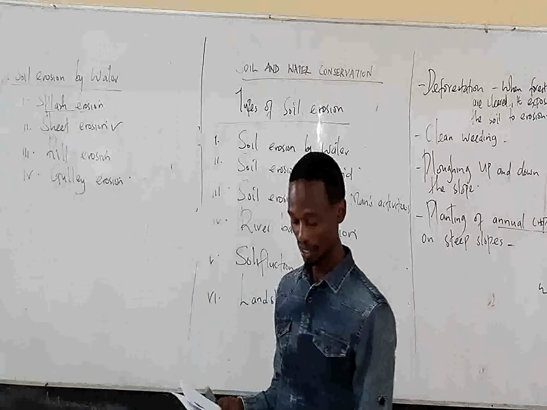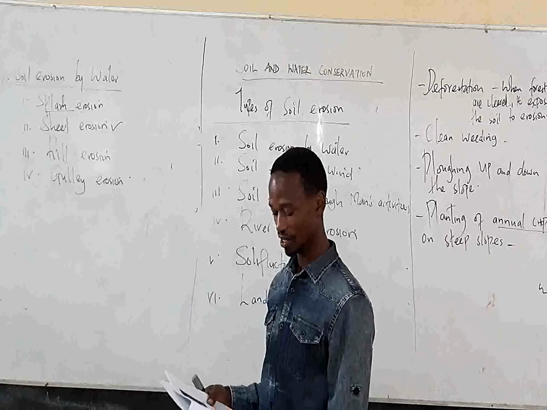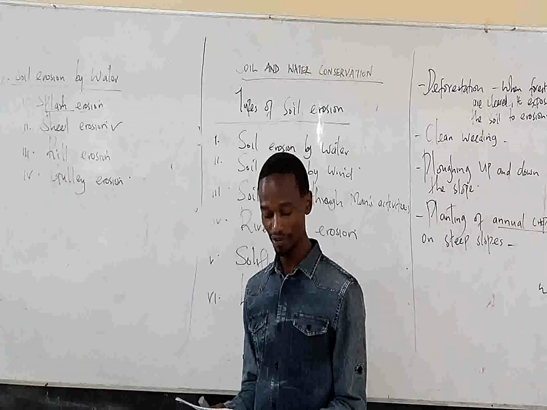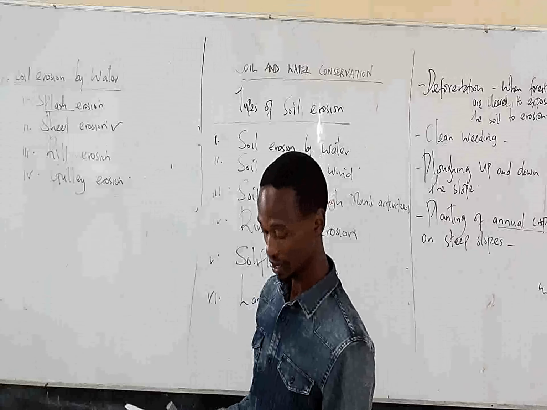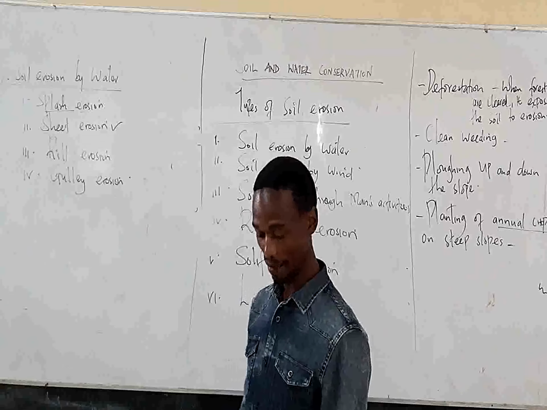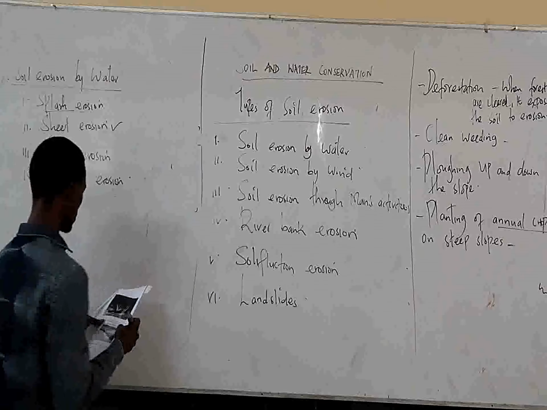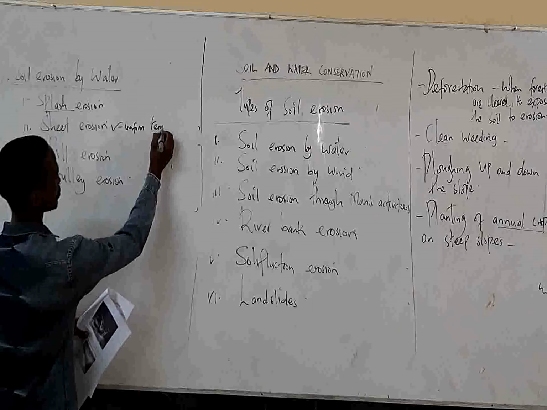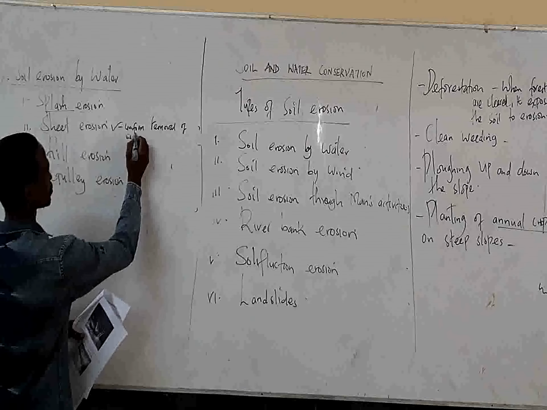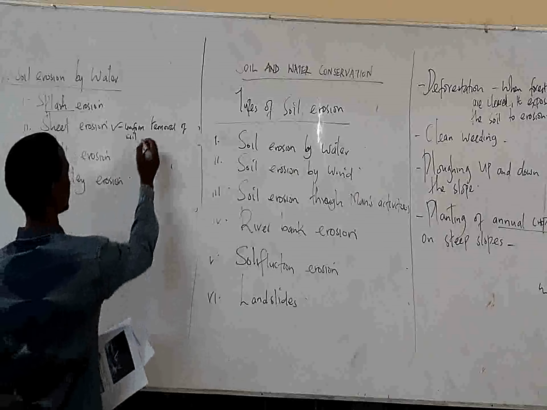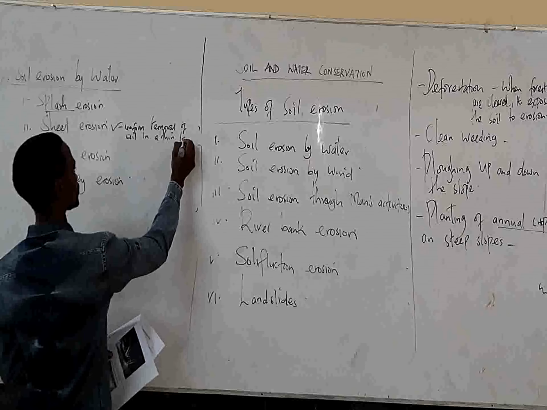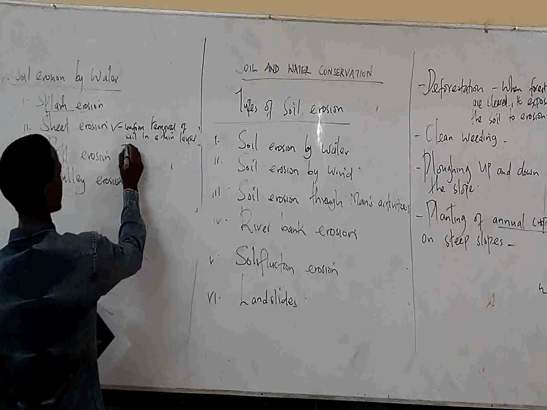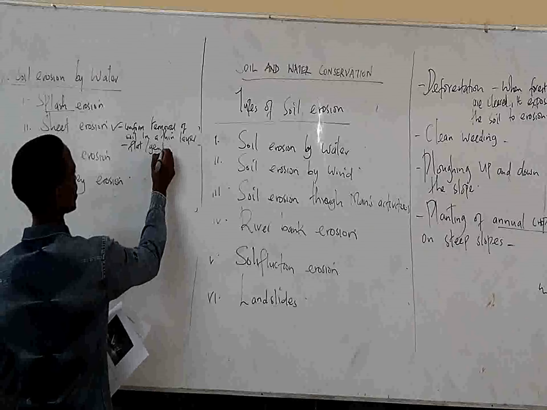Sheet erosion is the uniform removal of soil in a thin layer from a flat or gently sloping land. The soil is eroded in a widespread form and the water flows at a slow speed, carrying soil from the top layer. So sheet erosion, we have said, is the uniform removal of soil in a thin layer from flat or gently sloping areas.